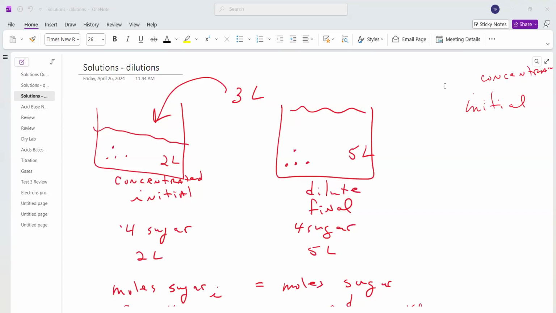4. So the number of molecules did not change, just the solvent changed. Okay, so if that's true, then the moles of the initial solute equals the moles of the final solute. Okay? So if we start with 1 mole of sugar, we're going to end with 1 mole of sugar. What's going to change is the solvent.